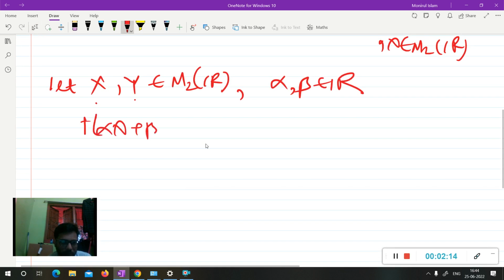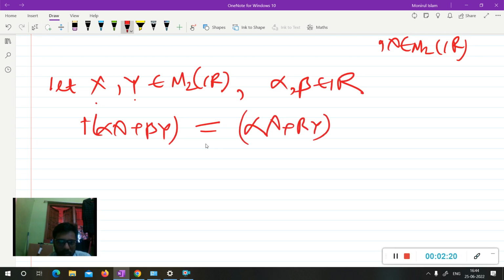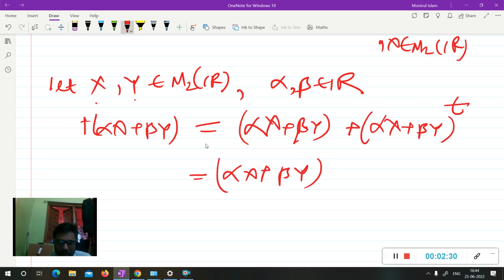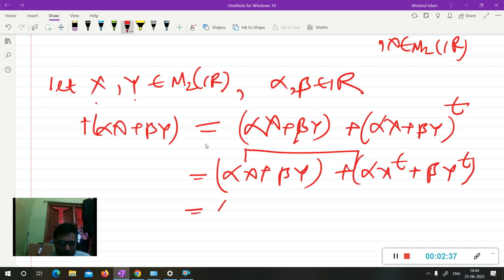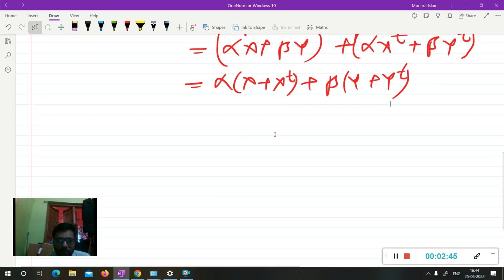Then T of alpha x plus beta y gives alpha x plus beta y plus the transpose of alpha x plus beta y. This gives alpha x plus beta y plus alpha x transpose plus beta y transpose. Grouping the terms, this gives alpha times x plus x transpose, plus beta times y plus y transpose. So this gives alpha into T(x) plus beta into T(y).